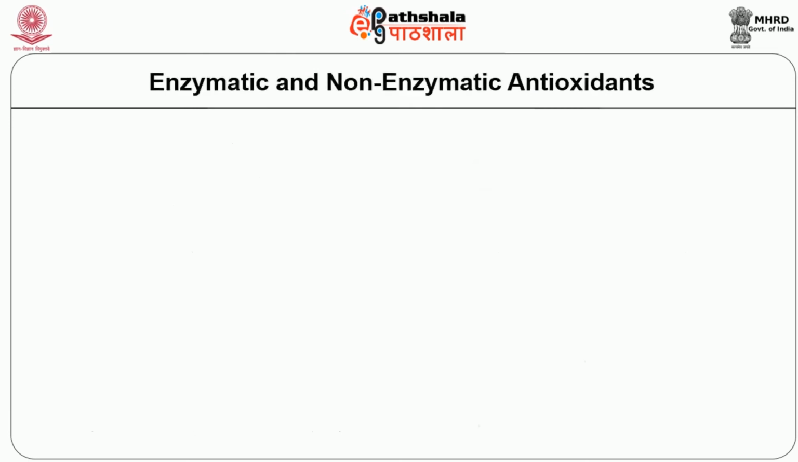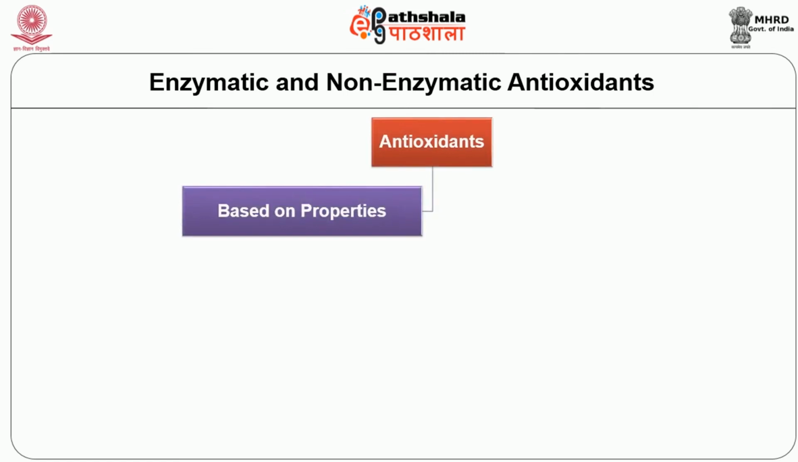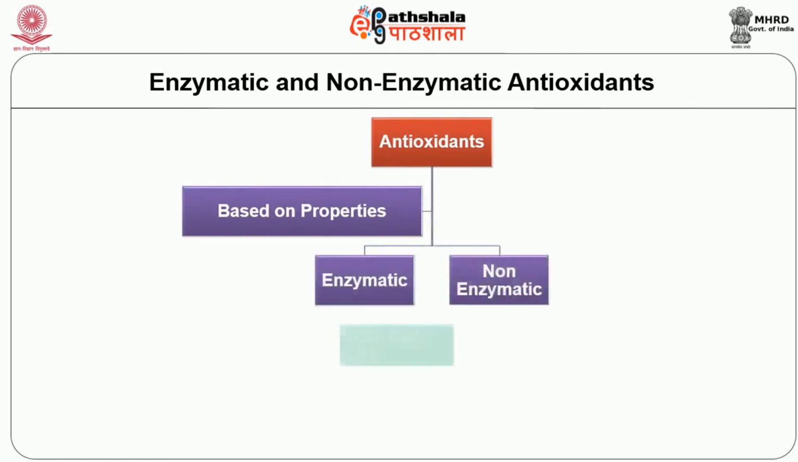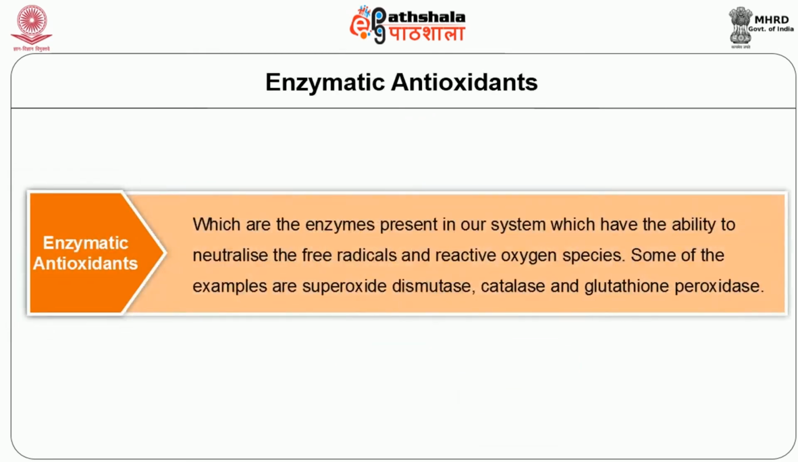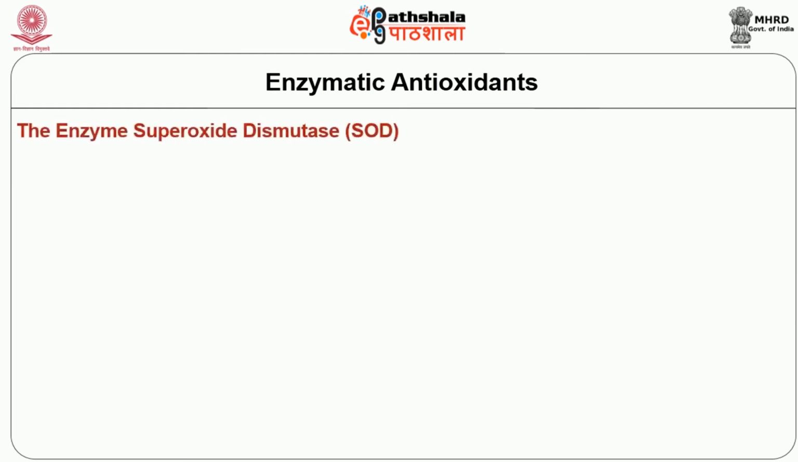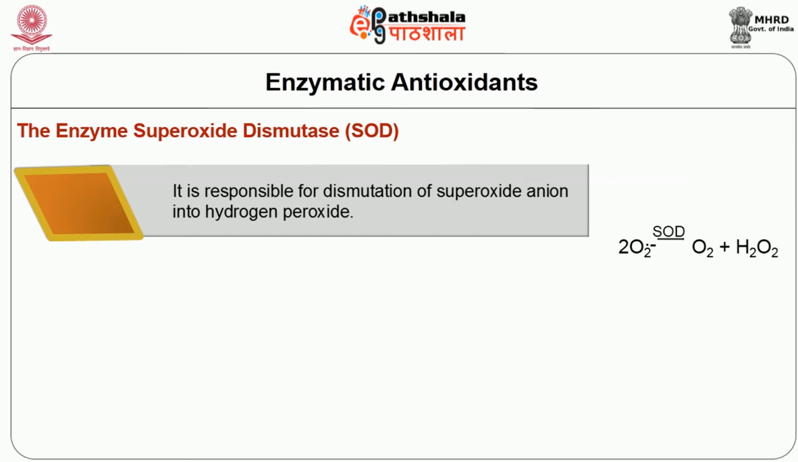Let us now discuss the third type of classification of antioxidants, which is based on the properties, that is enzymatic and non-enzymatic antioxidants. Enzymatic antioxidants are the enzymes present in our system which have the ability to neutralize the free radicals and reactive oxygen species. Some of the examples are superoxide dismutase, catalase and glutathione peroxidase. The enzyme superoxide dismutase is responsible for dismutation of superoxide anion into hydrogen peroxide.